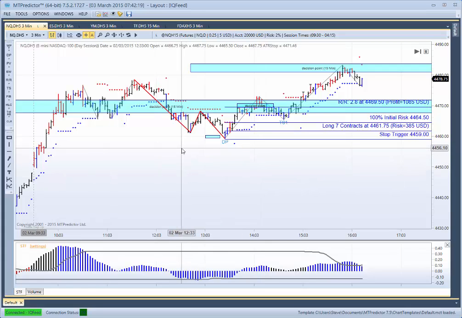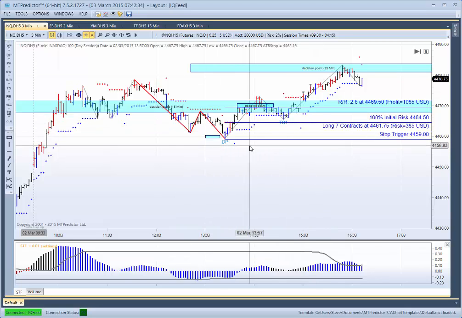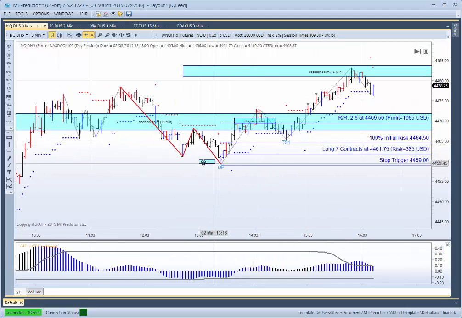And this has been a good example of how you combine the higher time frame support and resistance for your large blue trend, and you combine that with our STF indicator here as well to get which direction you should be trading in. So a good day for MTPredictor yesterday, particularly later in the day when we had these nice buy setups here on the NQ.